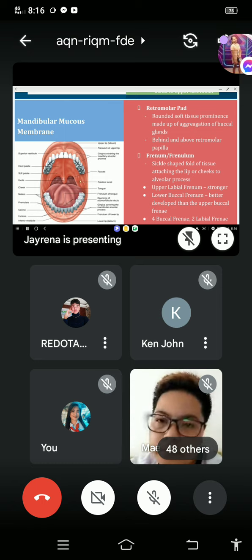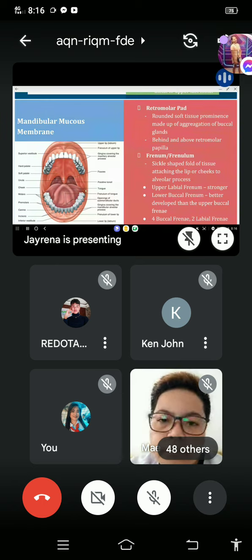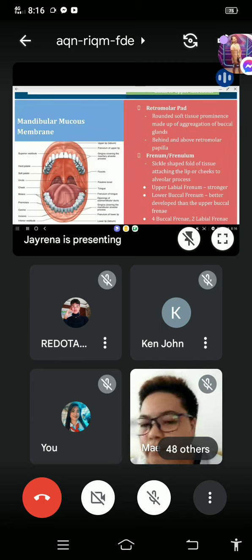Retromolar papilla, distal overgrowth ng gingiva sa maxillary third molar. Sa baba naman, yung tissue or soft tissue below it, so you have your retromolar pad. Do you understand?